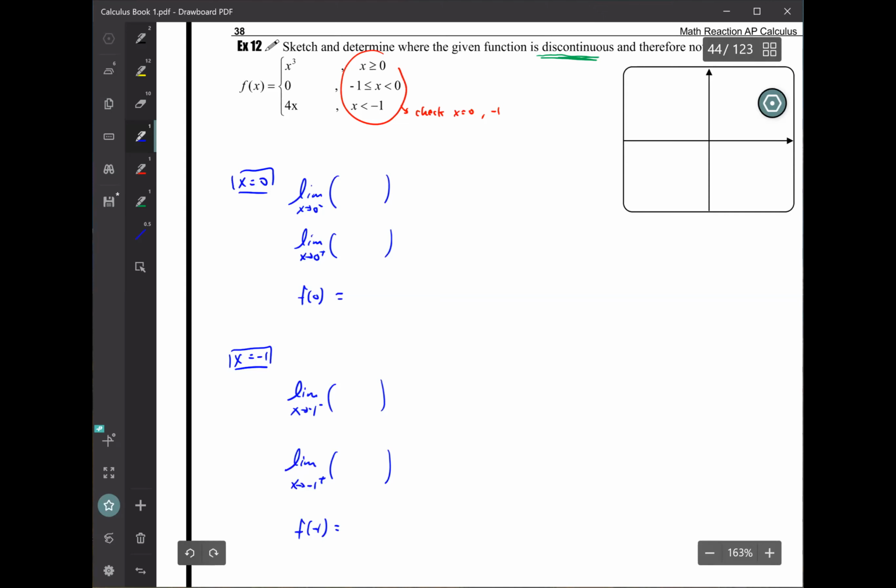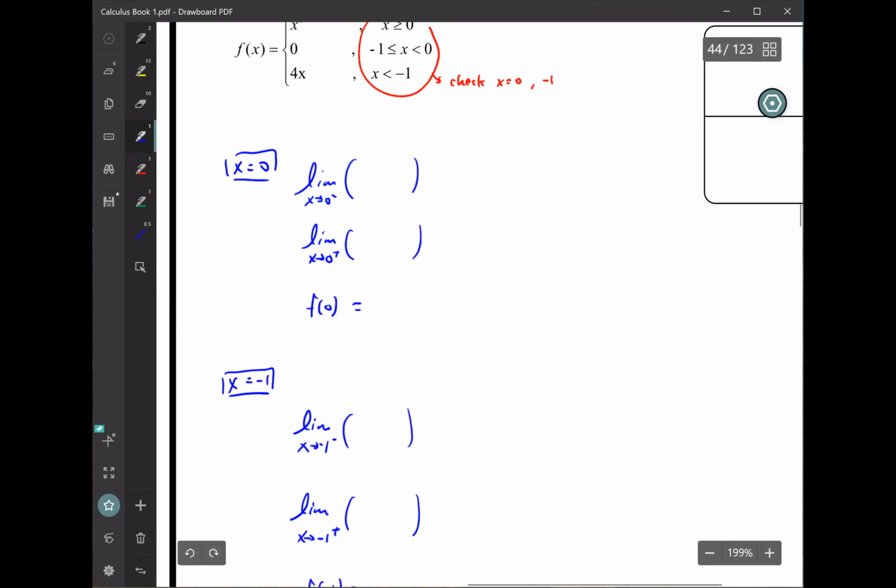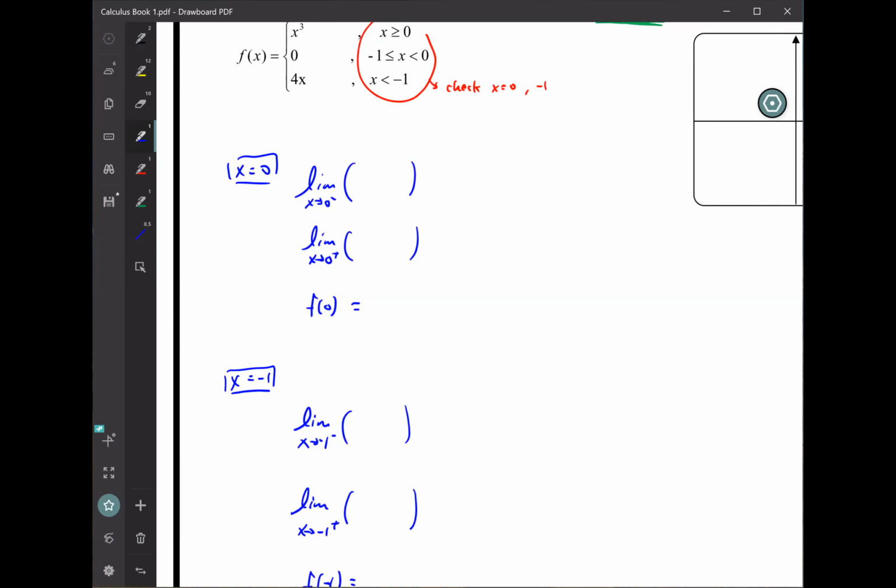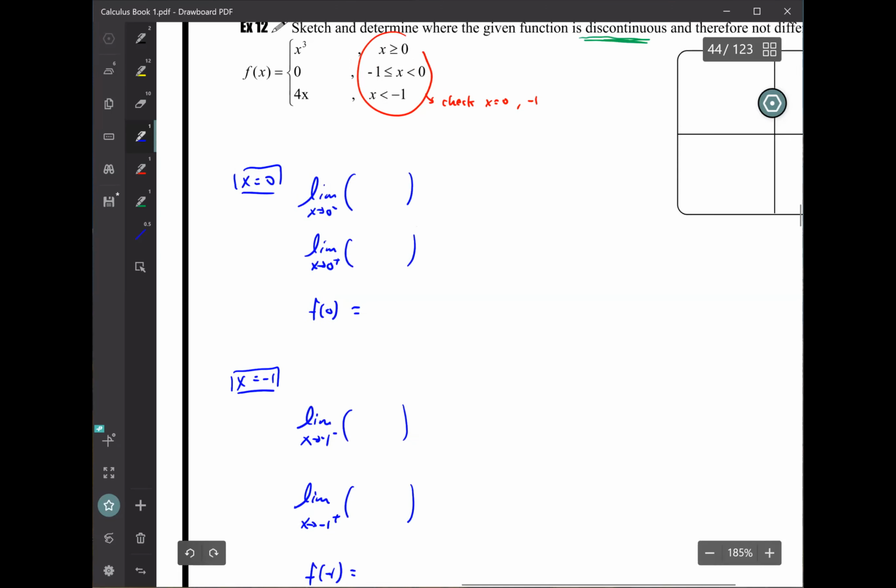Okay, let's check the pieces now. Emily, can you tell me for x equal to 0, from the left side, which piece did you pick? I just picked 0. Okay, so it'll be 0. How about the right side? x cubed. Yeah, so that will also be 0. How about f of 0? 0. Okay, so that means it's continuous at x equal to 0.